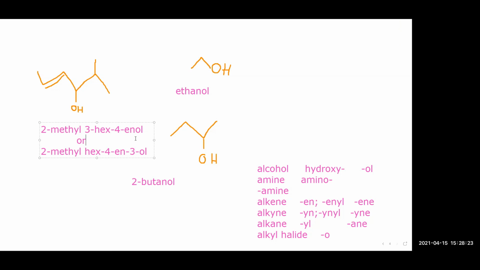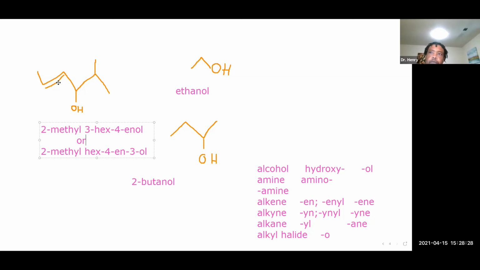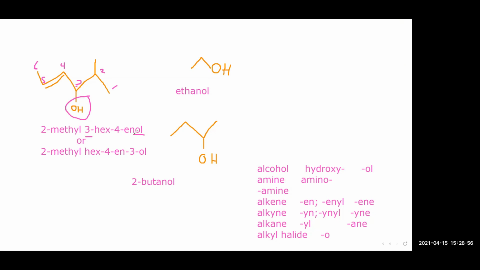Dr. Henry, how did you get the 3-hex? Double bond here. Okay, so that's where I get it from. If I count it, 1, 2, 3, 4, 5, 6, the hex is 6 carbons. The 3 stands for where the OH is at. That's the OL. It tells me where the OL is at.